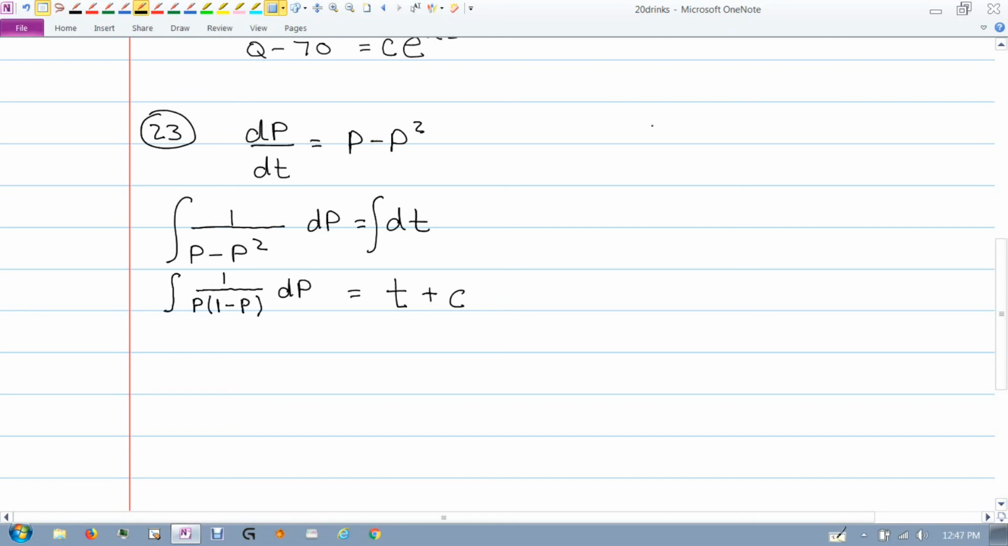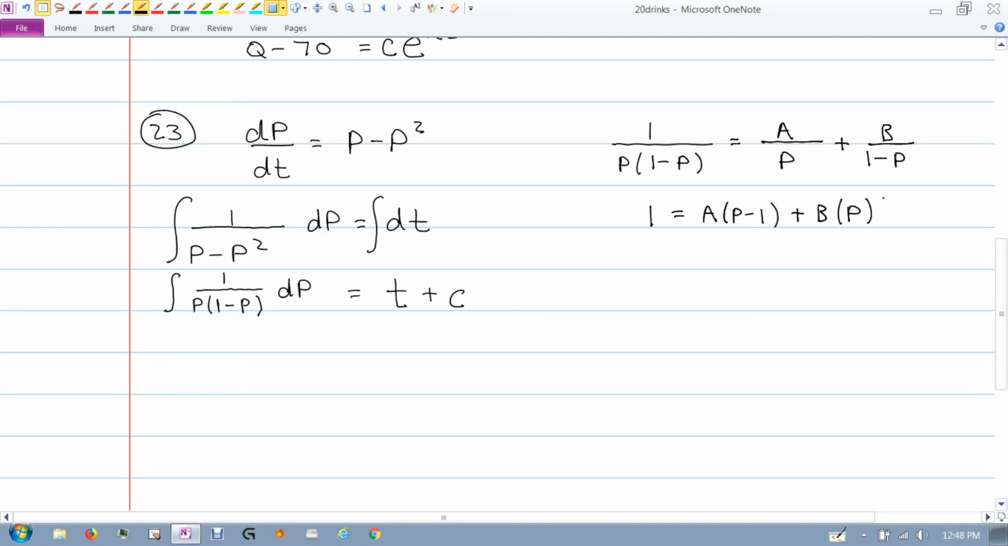And then you should recognize 1 over p times (1 minus p) as something we would do with partial fraction decomposition. So what I need to do is see if I can rewrite this as some constant over p plus some other constant over 1 minus p. So we go through the process of clearing fractions. I multiply both sides by p times (1 minus p). I get 1 equals a times (1 minus p) plus b times p, or bp.